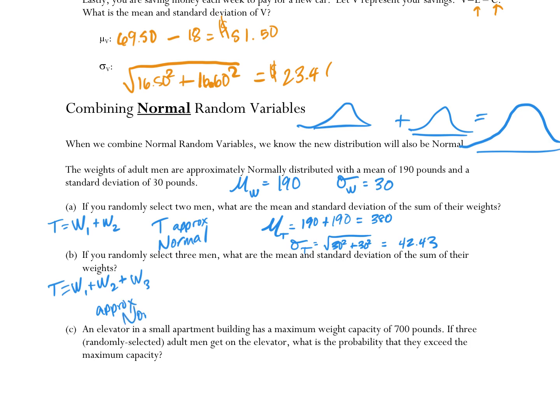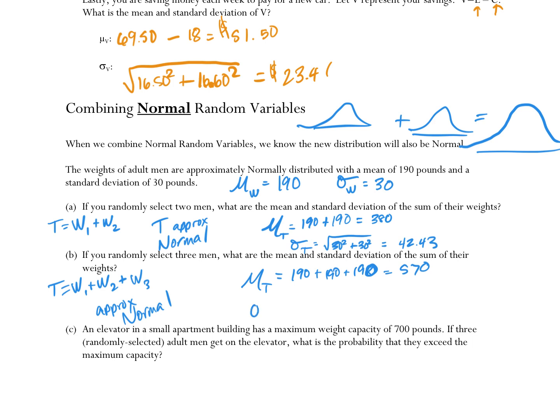Which is quite lovely. All right, and what is the mean of T going to be? 190 plus 190 plus 190. I don't know why I wrote 198. And 570 it is.